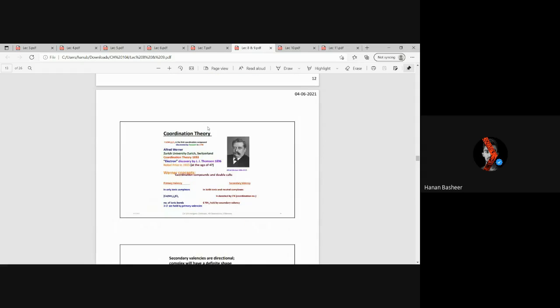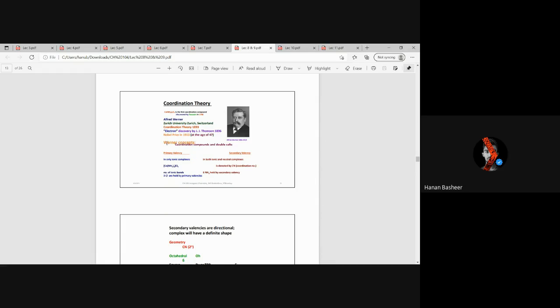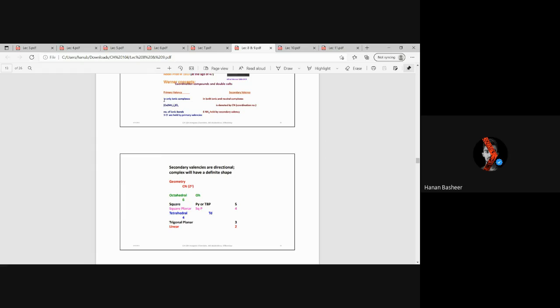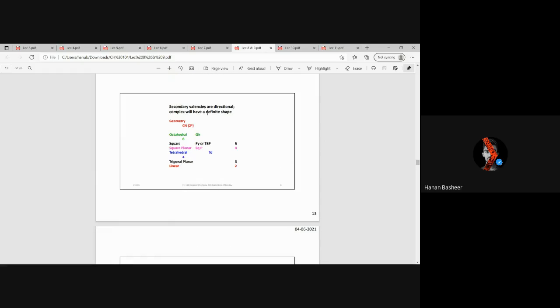Then coordination theory. This was first proposed by Werner, and he described the primary valency and secondary valency. Primary is the one which gives ionic complexes, and secondary is the one which gives both ionic and neutral complexes. The primary valencies are satisfied by our normal ionic bond, where 3 Cl minus are held by primary valency, and in the secondary, there is the example where 6 NH3 are held by secondary valency. The secondary valencies have these shape configurations.